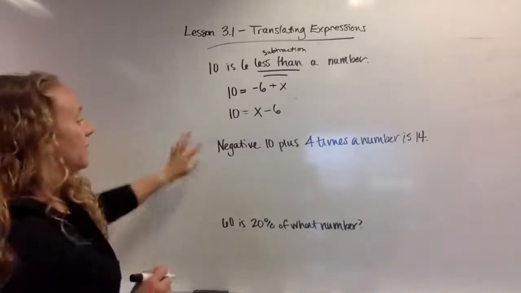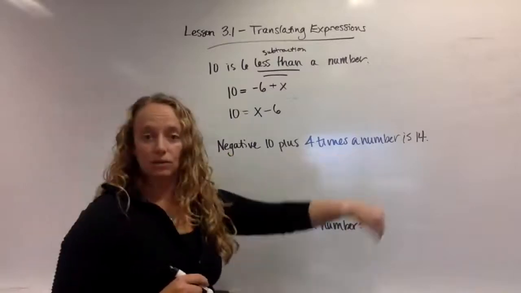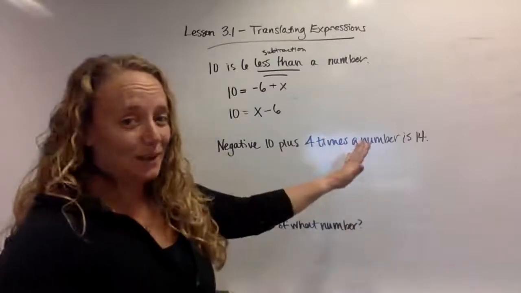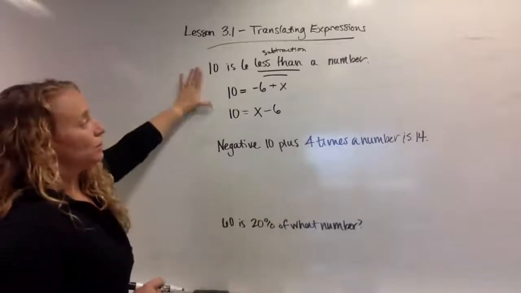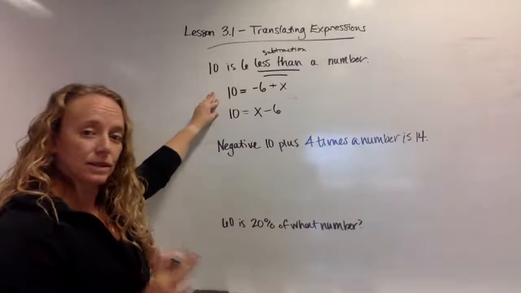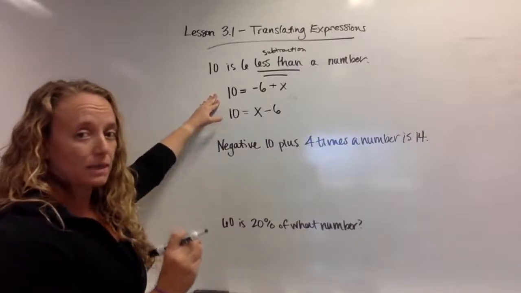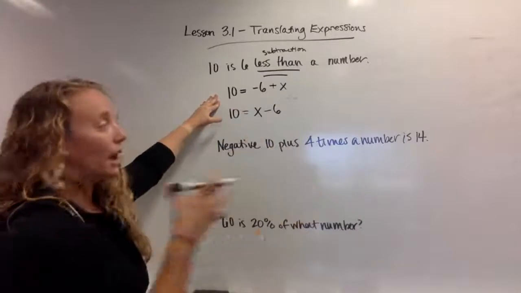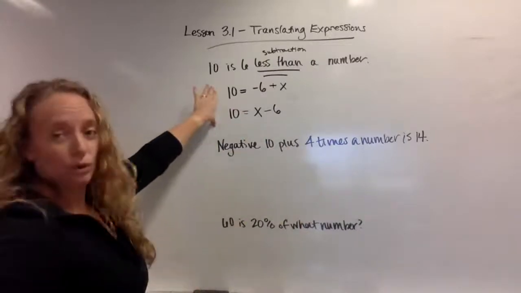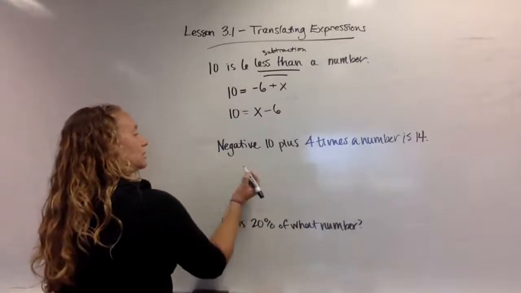Cool, cool. Next, negative 10 plus 4 times a number is 14. This one is a lot more straightforward. There's a nuance with subtraction that causes us to then pause. Whenever you see less than, I want you to instantly say, okay, where is the subtraction going to happen? Is it going to happen at the beginning or at the end? How am I going to show that subtraction? So it causes us a little pause. If we look at this one, it's a lot more straightforward.